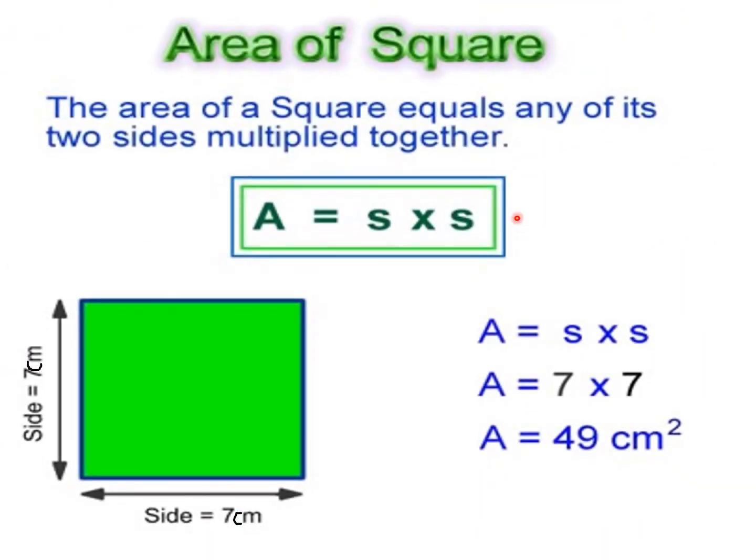Now area of a square. The area of a square equals any two of its sides multiplied together. In a square, both sides are equal. So area of square equals S multiplied by S, meaning side multiplied by side. So one side equals 7 centimeter and the other side equals 7 centimeter. Both are equal. So A equals 7 multiplied by 7, so we get 49 centimeter square.